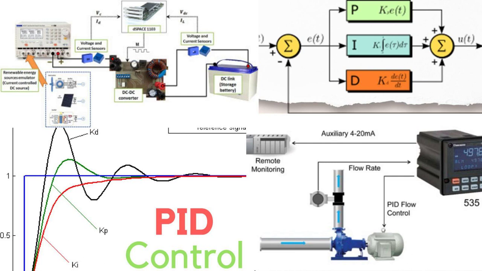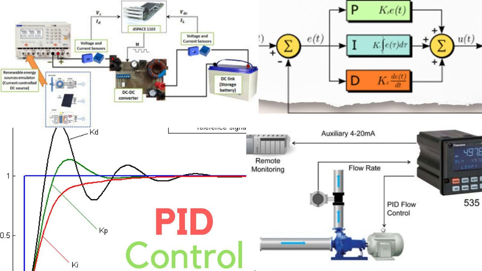Derivative, D, term. The derivative term predicts the future error based on its rate of change. It acts to dampen the system's response to sudden changes in the error. This helps in reducing oscillations and improving stability. The derivative action anticipates the future trend of the error and provides a control output to counteract it.